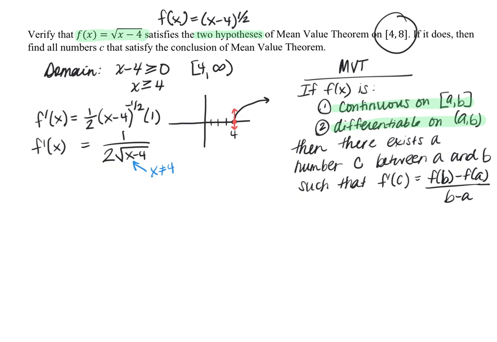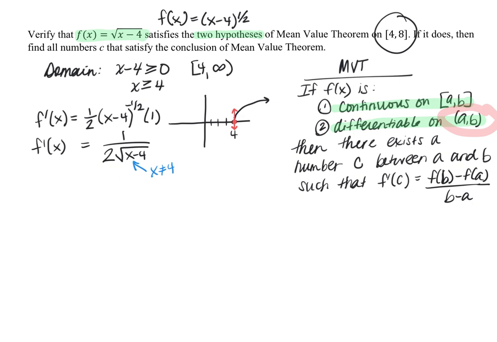So we can see that this algebraic analysis verifies what we thought from the graph, that there would be no derivative at 4, so the function is not differentiable at 4. But that's okay, because remember that differentiability only had to be on the open interval. So it's okay that it's not differentiable at 4, because it's differentiable on the open interval, basically, from 4 to 8. So that's our analysis.